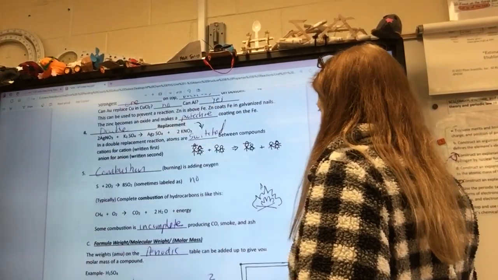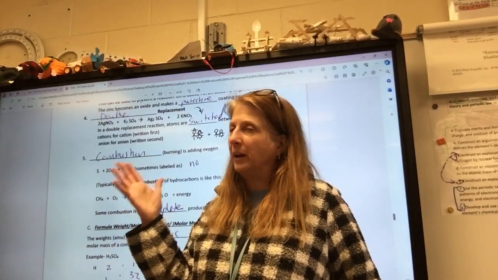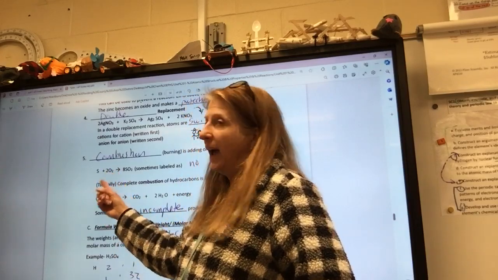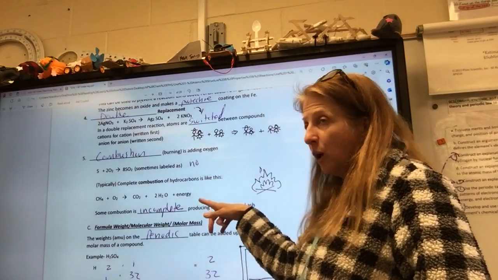Now, combustion, there's a little bit of debate about what is combustion. You're like, these people are nerds, they debate dumb stuff. Well, this is one of them. Some books will say that anytime you add oxygen, it's combustion, like this. But most books say no.